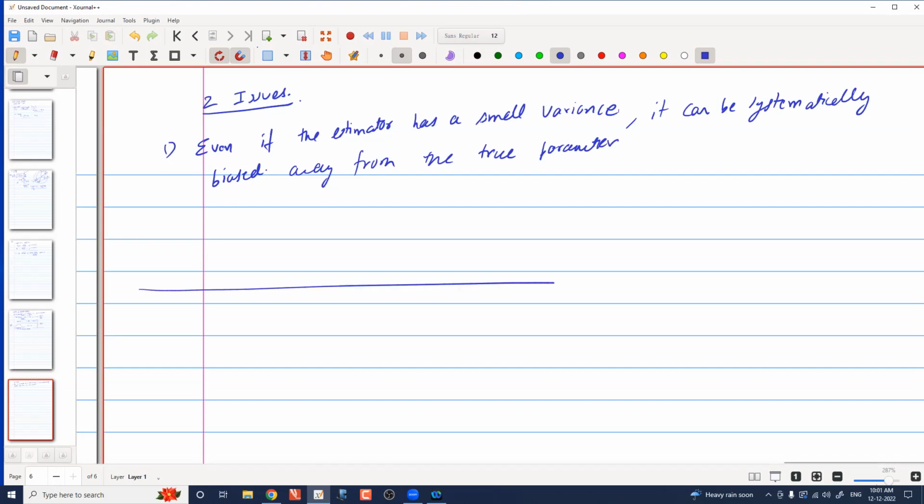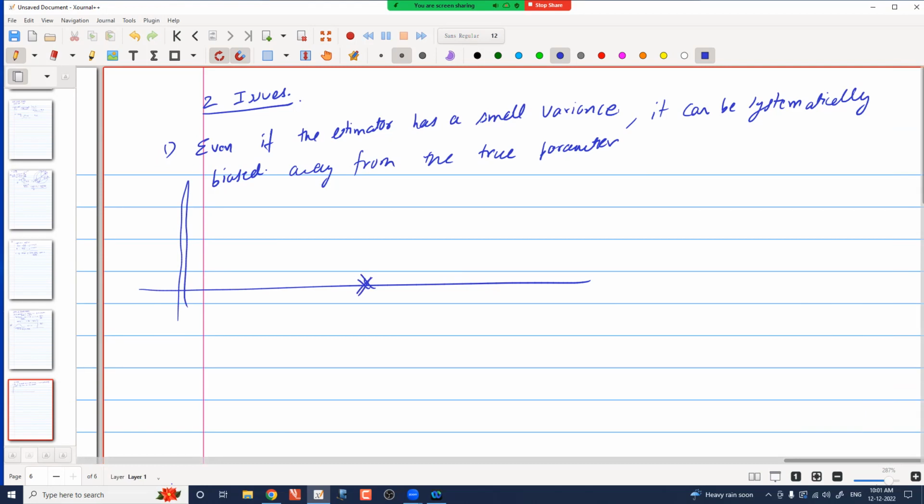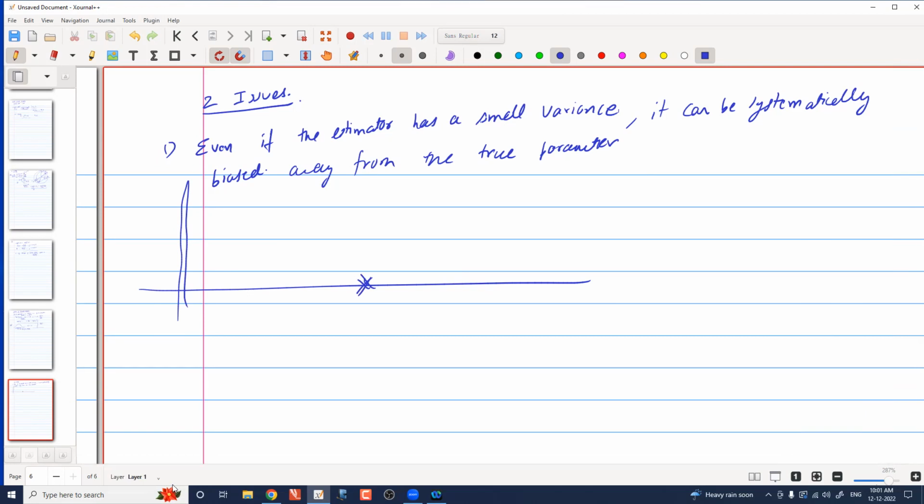So for example, you got a very narrow peak over here, but your calibration is in error. The true parameter was somewhere here. That happens all the time in military applications, where they want to hit a target, but there's a systematic bias.